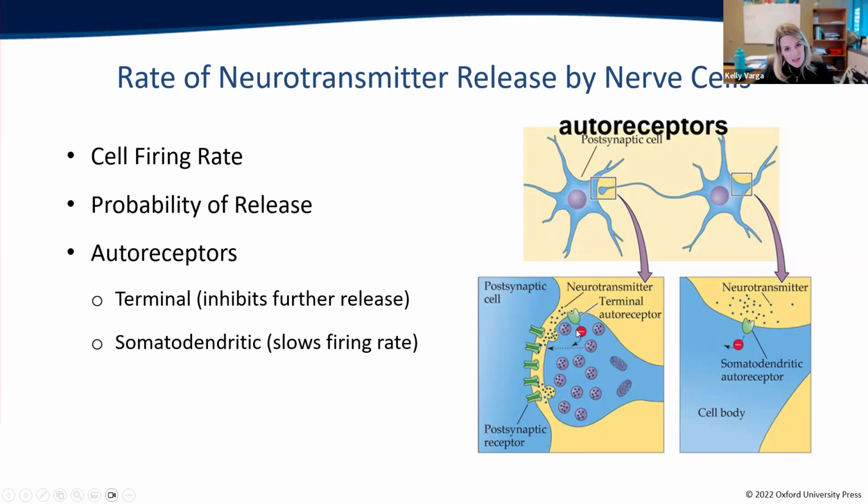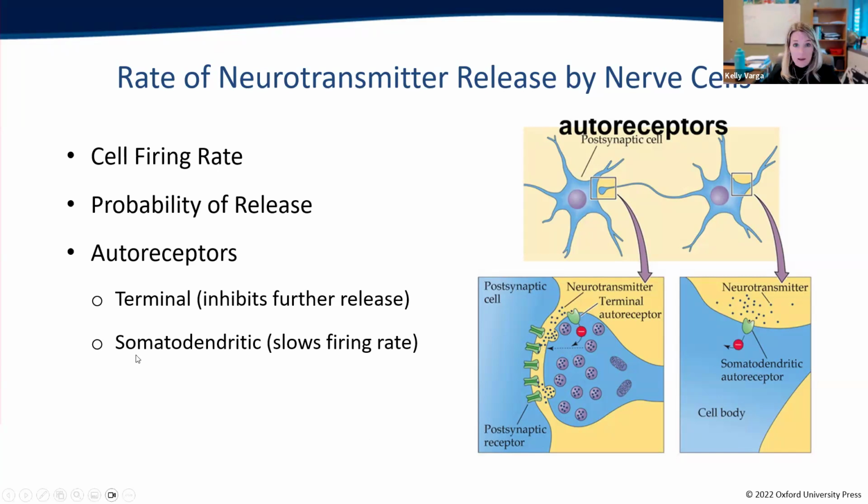This autoreceptor will be pinged, will receive that neurotransmitter that just came from the neuron it's attached to, and say, uh-oh. It's like the water in the bathtub is now overflowing. I shouldn't be sending out any more. I can't even clear what's currently there. So this terminal autoreceptor comes in and says, don't release any more. Let me see if I can drain some of this bath water out.